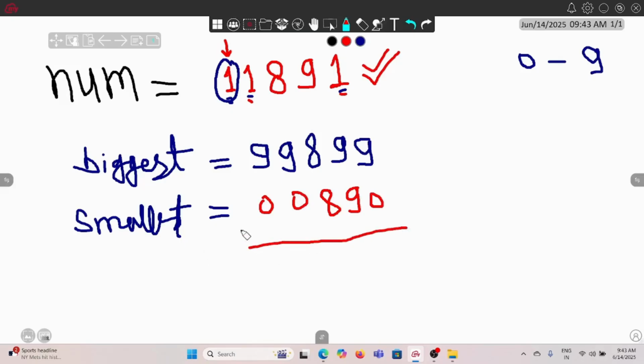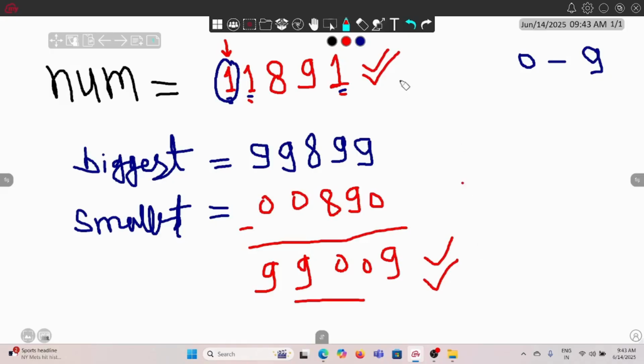Now if we take the difference between the biggest and the smallest, what would it be? Let's do the difference here. This would be 9, this would be 0, this also 0, and this 9, and this also 9. So this should be our answer: 990009. So we have to do it in this way.